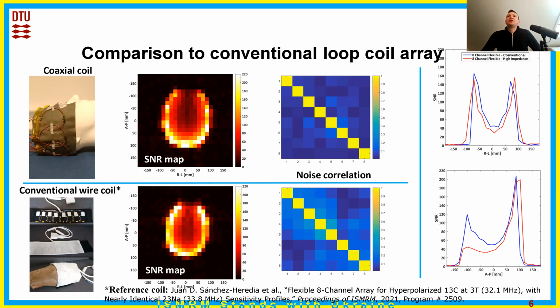The array imaging performance was also compared to the performance of the conventional wire loop coil. One can see that the high impedance array has a slightly lower SNR in some places, which perhaps could be attributed to the accuracy of the positioning, while the noise correlation is a bit better.